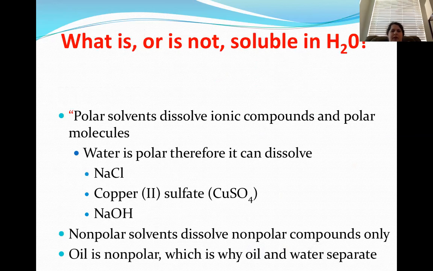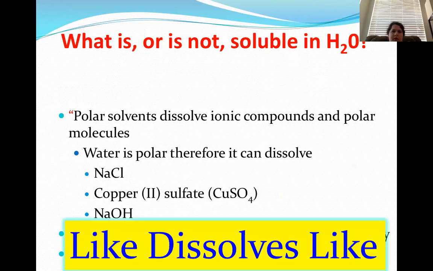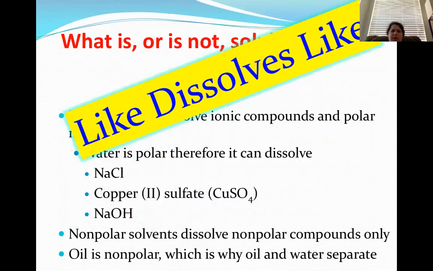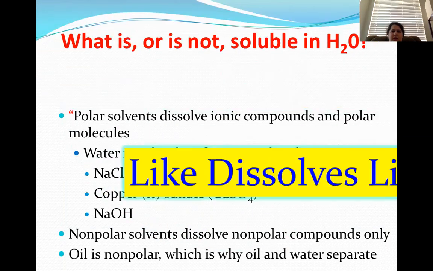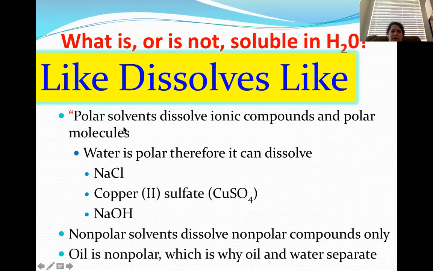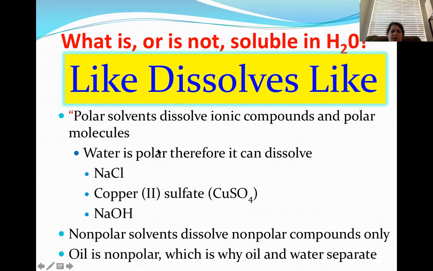So what is or is not soluble in water? We use the term "like dissolves like." That means that polar solvents can dissolve ionic compounds and polar molecules. Polar dissolves polar. Water is polar, so it can dissolve other polar compounds like salts: sodium chloride, copper(II) sulfate, sodium hydroxide. It can also dissolve other polar compounds like sugars, alcohols, anything that's not even.